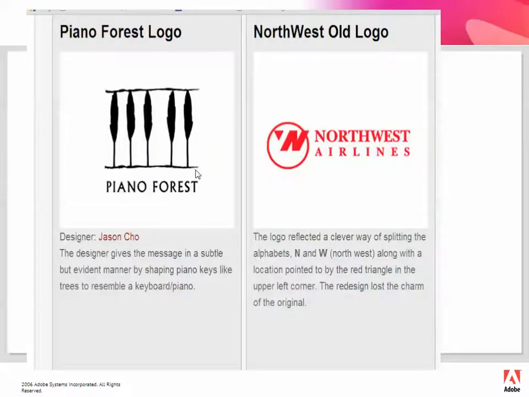I like this one, piano forest. You see piano keys, then you see a forest all together. So here's the Northwest old logo, which is a good logo because you have an N for north, you have a W for west, and then guess which way that little arrow is pointing? It's pointing northwest. The only thing they're missing is there's no airplane in there. But anyway, that's pretty good.